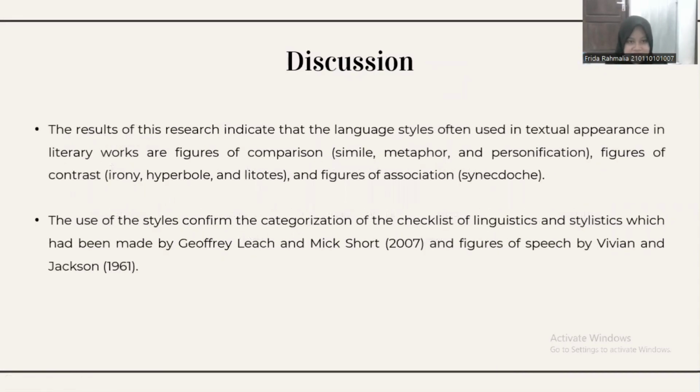Okay, so here is the discussion. First, the results of this research indicate that the language styles often used in textual appearance in literary works are figures of comparison, figures of contrast, and figures of association. The use of the styles confirms the categorization of the checklist of linguistics and stylistics, which had been made by Geoffrey Leech and Mick Short, and figures of speech by Vivian M. Jackson.